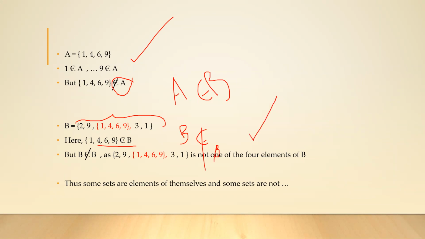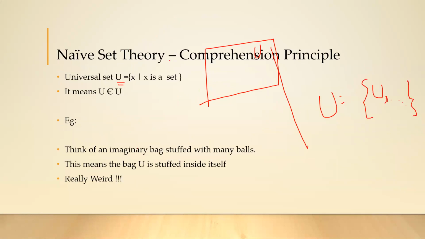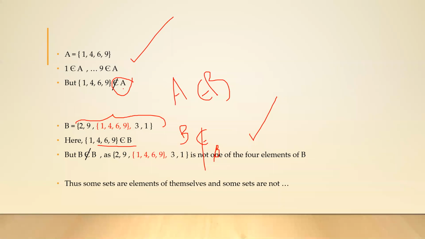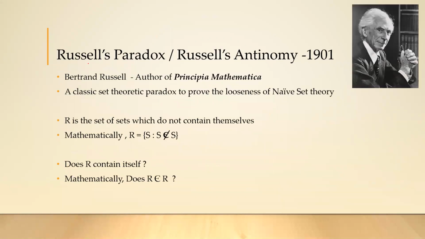So it need not always be that an element or a set is a member of the set. But previously I told you that the naive set theory says a set can be an element of a set. Normally when we see this, we find it a bit contradictory, like sets need not always be elements of sets. So that is why a mathematician called Russell came out with something called Russell's paradox in the year 1901. It is even known as Russell's antinomy.